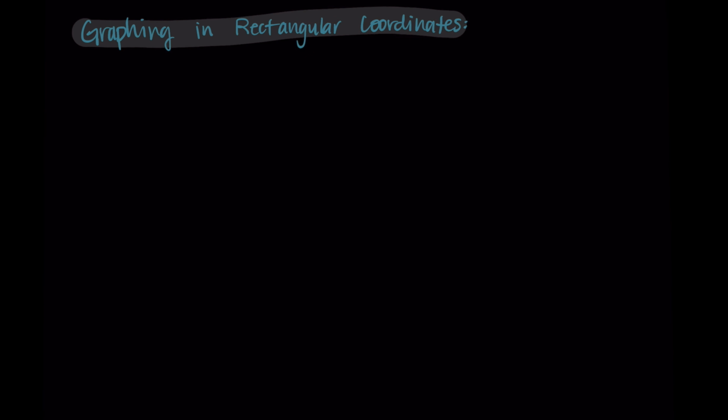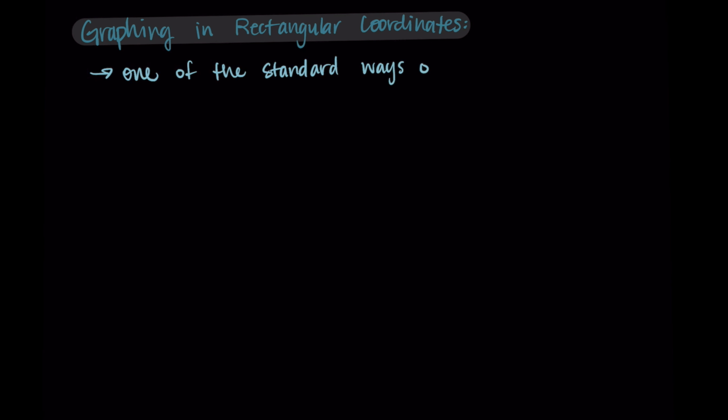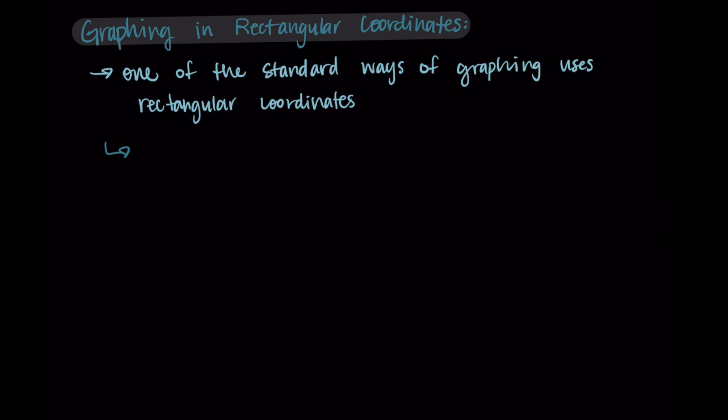So if you know how to graph things and you think about your standard way of doing it, this is rectangular coordinates. You might also hear this called Cartesian coordinates. I'm calling them rectangular coordinates here just because they correspond to the rectangular nature of the way we graph. So let me give you a little overview of what this looks like.